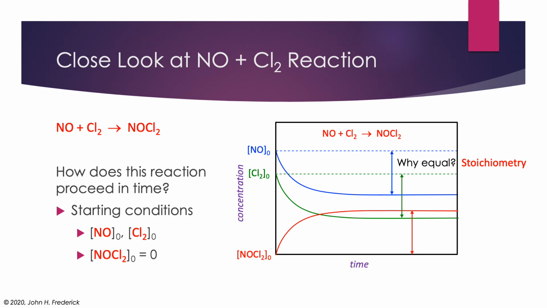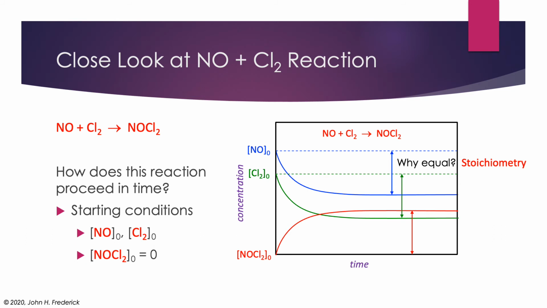So in fact, all of these curves are really the same curve. The NO and the Cl2 are just shifted relative to one another. The NOCl2 curve is turned upside down. But that's what tells us that each of those things must be equal, because I'm giving up one molecule of NO and one molecule of Cl2 to make one molecule of NOCl2.